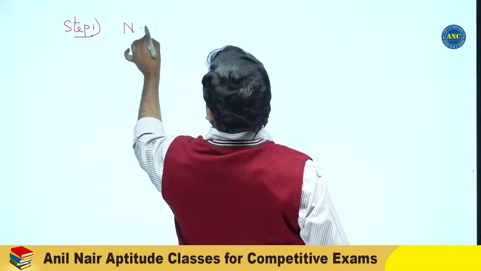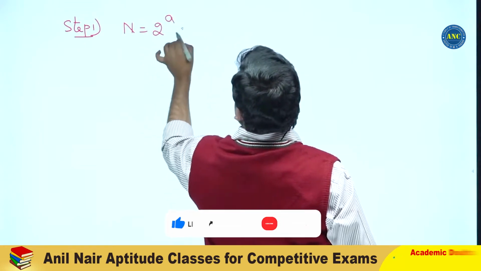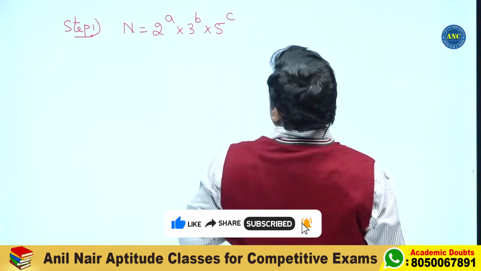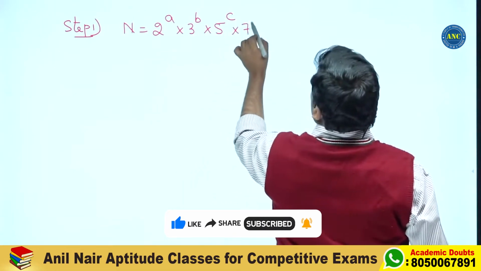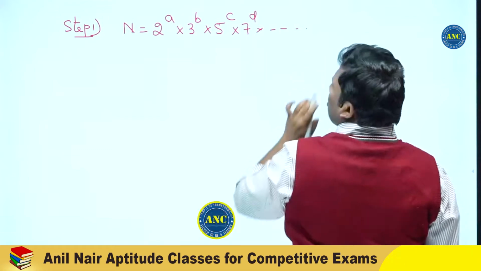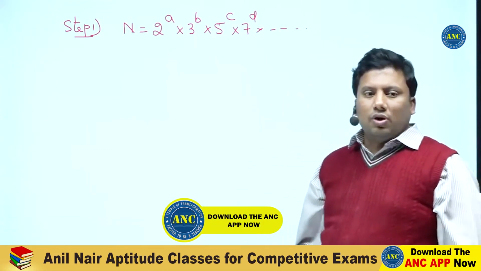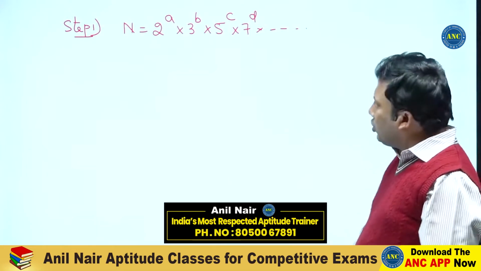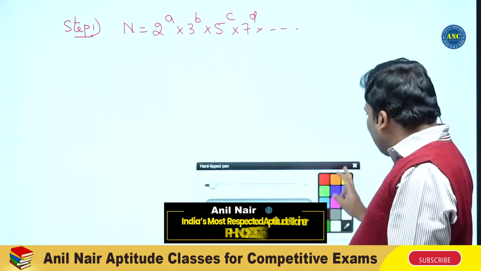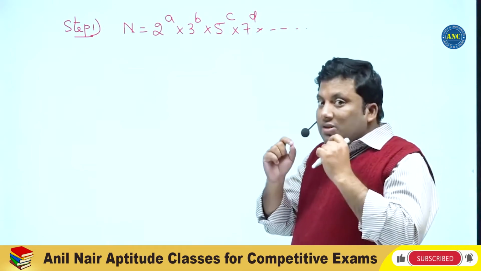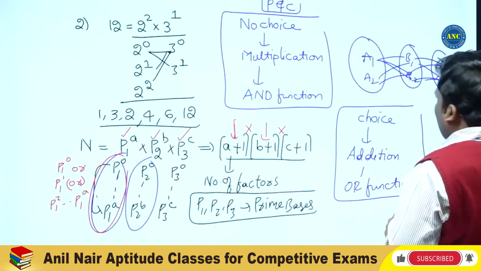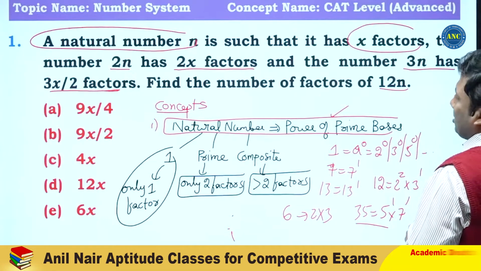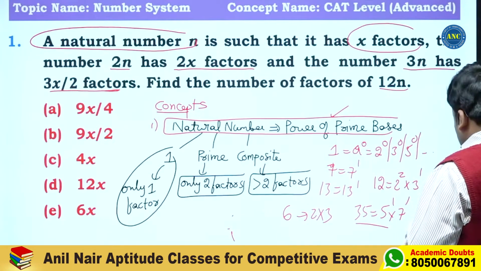Step number 1. Every natural number can be written as a power of prime bases: 2 power a into 3 power b into 5 power c into 7 power d, and so on. Now listen carefully. Let me write the question here in small steps. The number has x factors, 2n has 2x factors, 3n has 3x by 2.